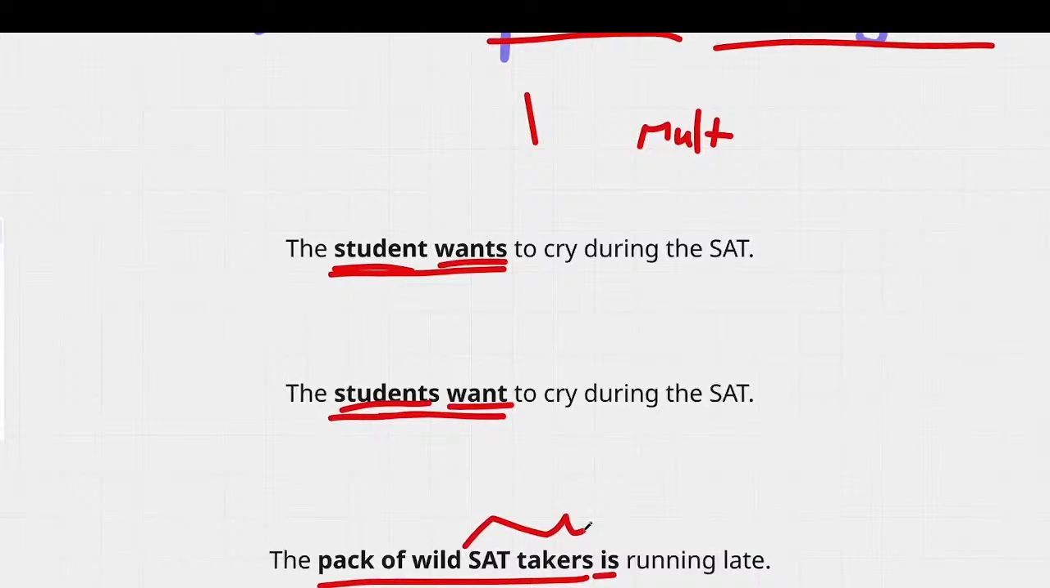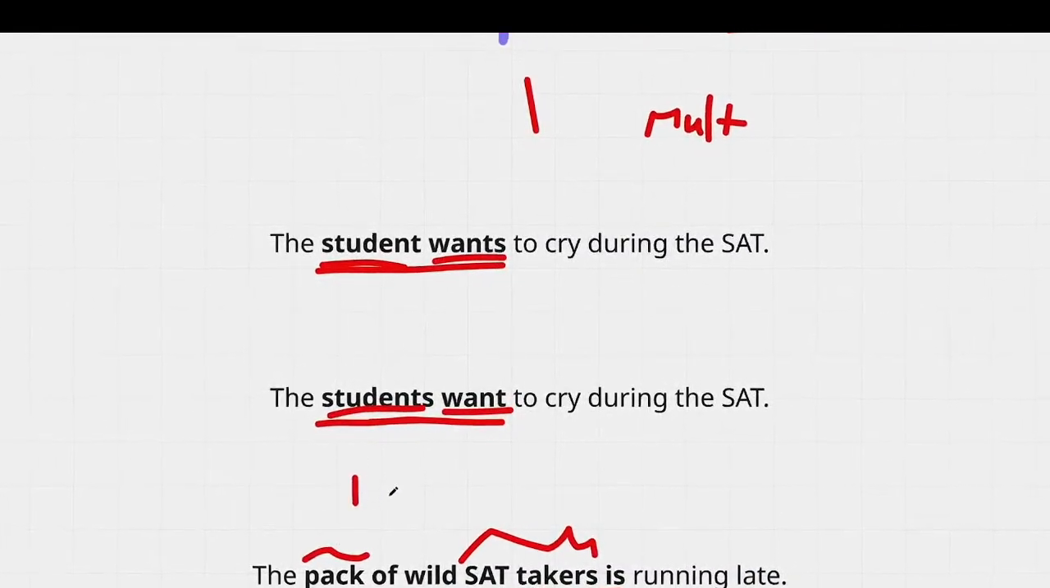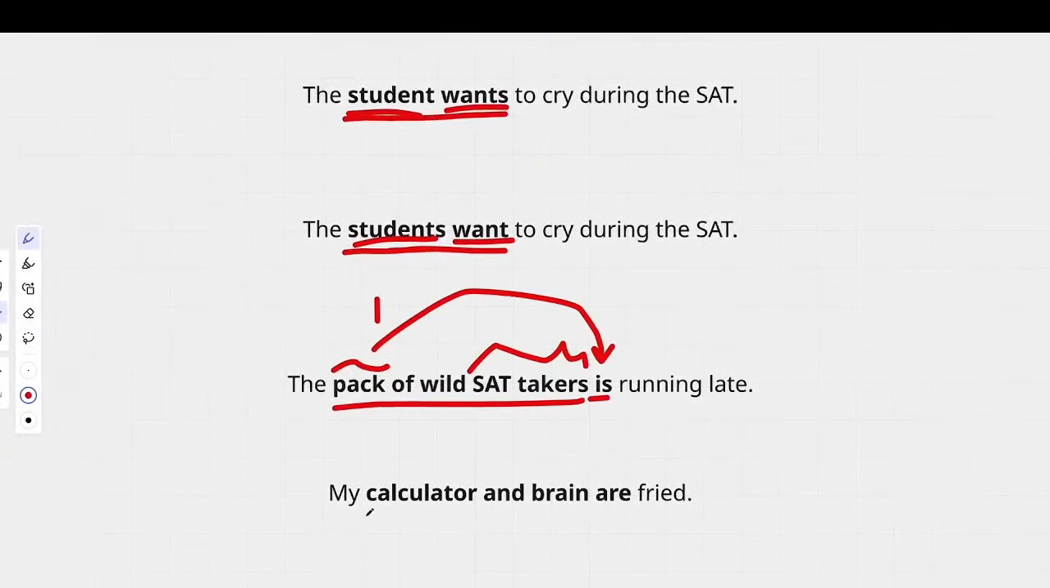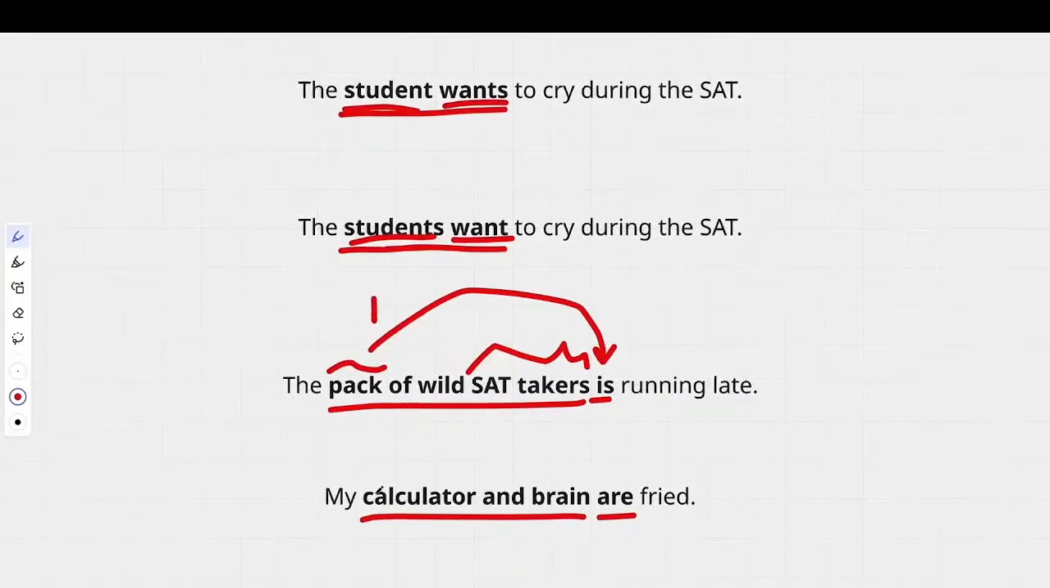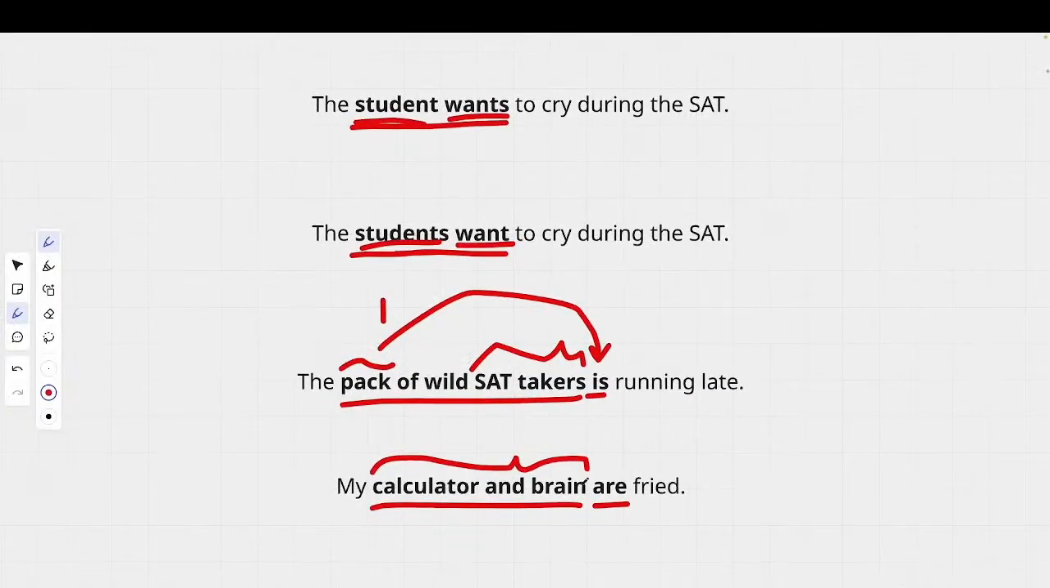There are multiple SAT takers, but there's only one pack. So this is the subject. And since the pack is only one pack, you do have to use the singular verb, which is "is" in this case. Then you have "my calculator and brain are fried." In this case, you're talking about two different things, my calculator and the brain, so it has to be "are," which is the plural as well.